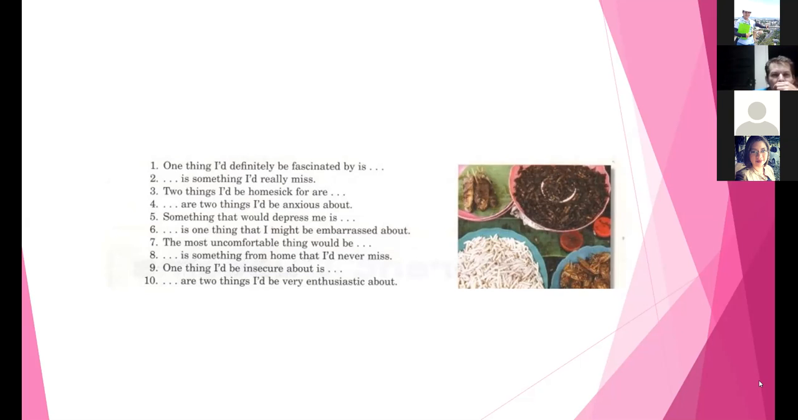Something we have to remember is that if there are two things you can feel nostalgic about, if you put them in gerund, both are in gerund. If you use the infinitive, both in the infinitive. It's not like tutti frutti, right? It's either one or the other. Do you understand? Two things I would be homesick for are my family and my friends. We could leave it there, for example. Or something that I would definitely be fascinated by is learning a new language and trying new food. So if it's gerund, it's with both. Okay? So just for you to remember that.